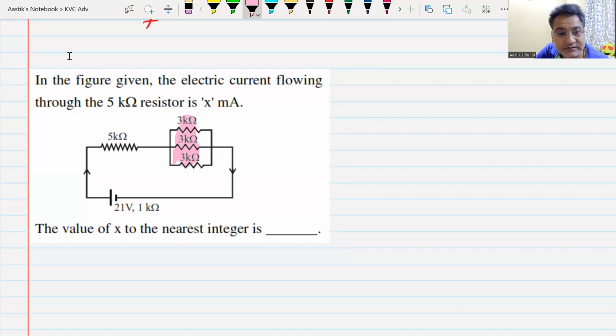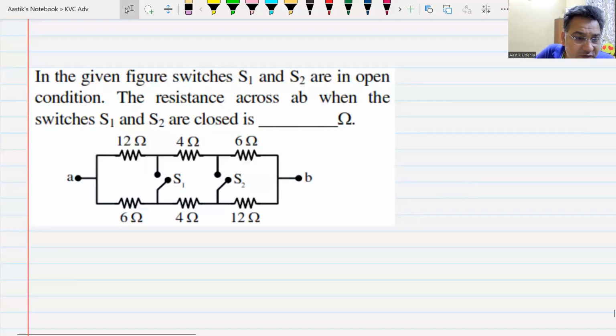Anyways, one more here. I think you can put it here. This one. When the condition is given that switches S1 and S2 are in open condition, what is the resistance across AB when the switches S1 and S2 are closed? How much?